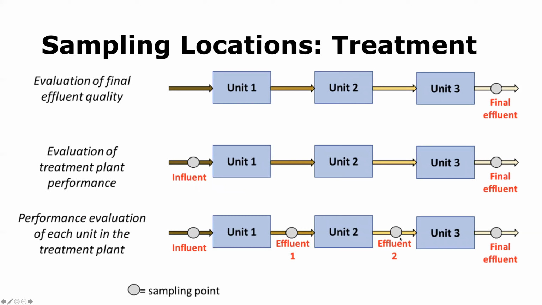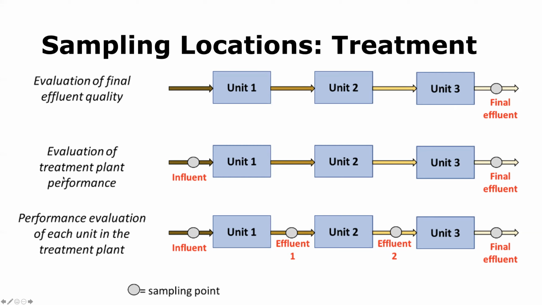So if we're looking at the treatment plant, there are different types of sampling locations that we might choose, and it all depends on the objective of our study. If our objective is to evaluate the final quality of the effluent and maybe compare it to some compliance threshold, then this would be this first example. No matter how many unit processes we might have in the treatment plant, we might only be interested in collecting the sample at the final effluent.